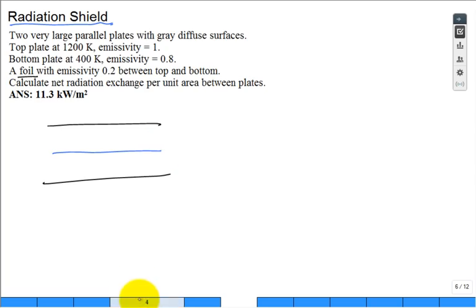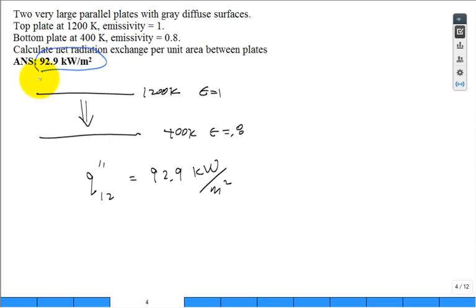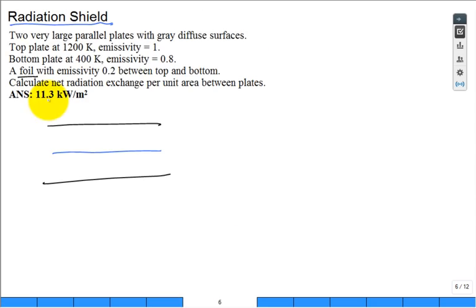What was the flux? 92.9 kilowatts per meter squared down to 11. That's a pretty good reduction just by putting a thin sheet of aluminum foil in there. It's a radiant shield. So a lot of times when you want to reduce radiation, you put in radiant shields. That's what you do. They're very effective. And as long as it's sealed and you keep dust from collecting, or if it's not prone to oxidation or surface deposits, it'll stay for a very, very long time with that low emissivity.